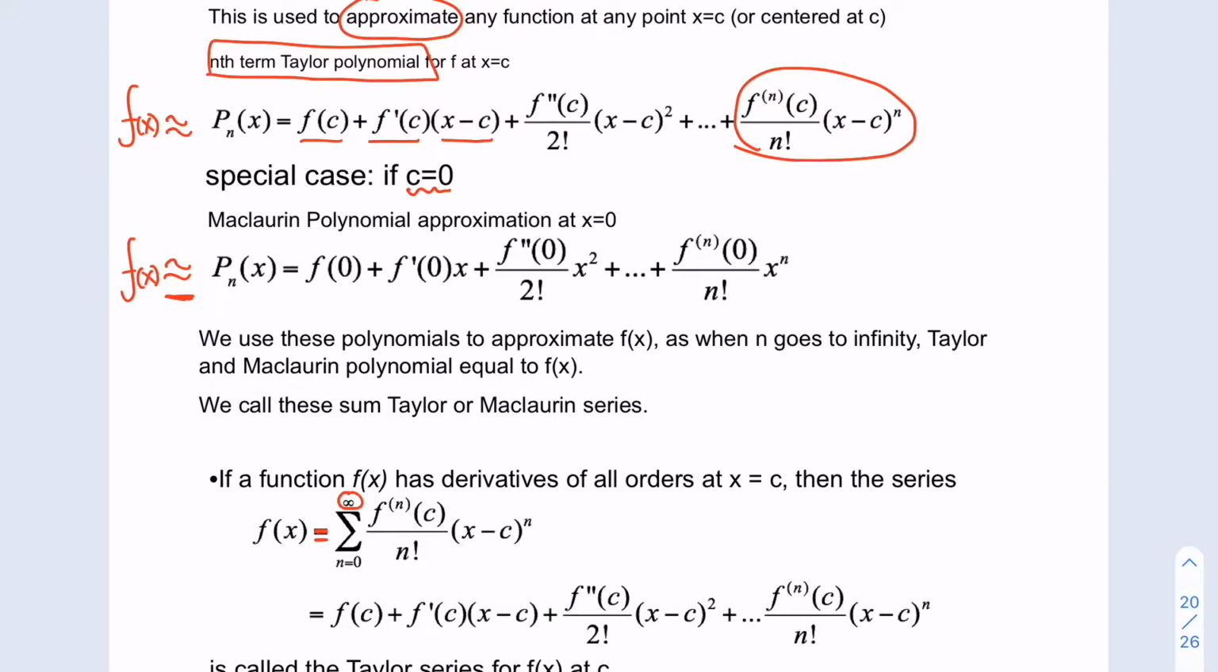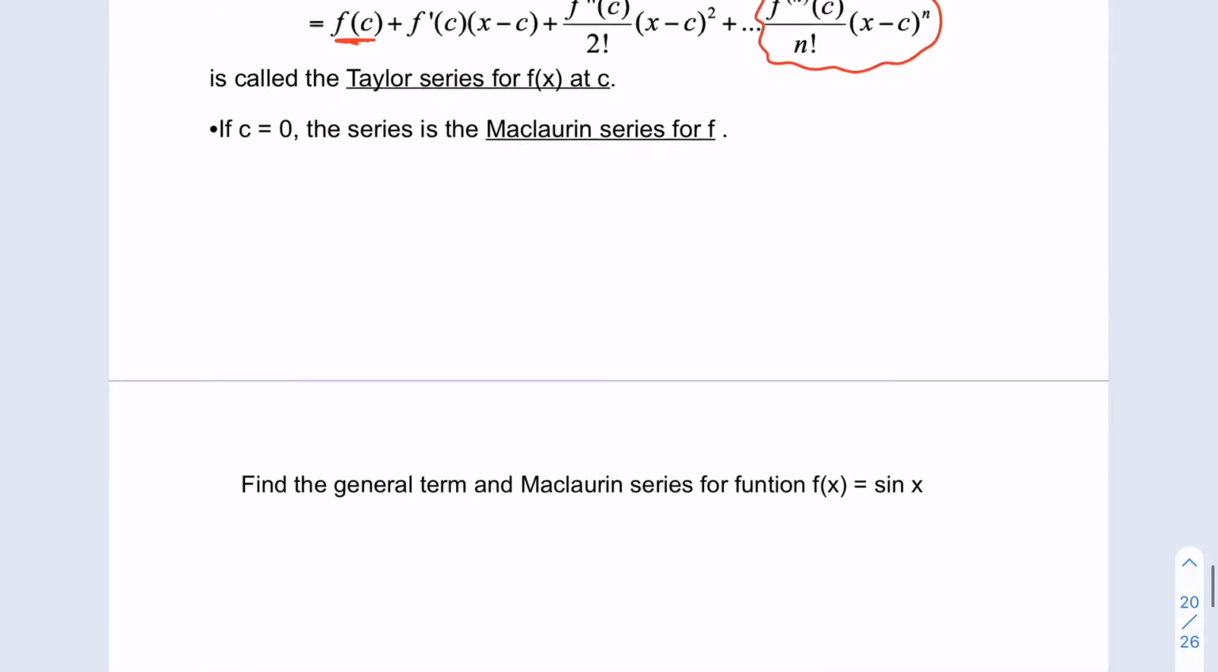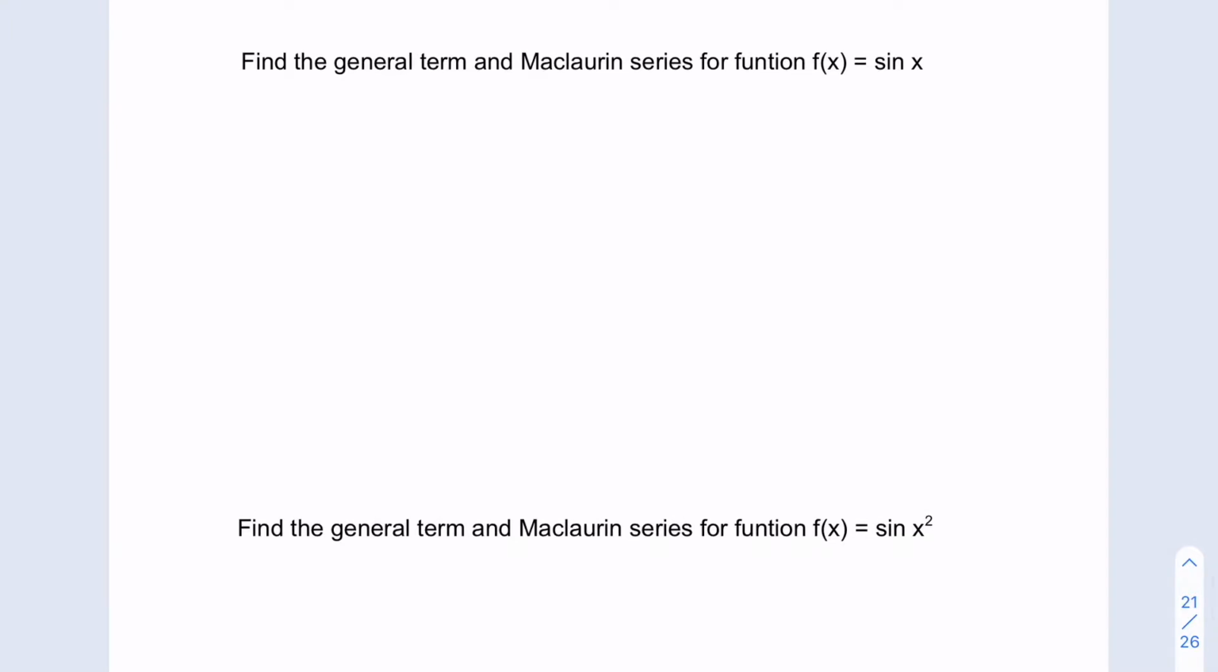So f(x) equals the Taylor series centered at c, given by the same series, and this term, the nth term, we call the general term. And the series, when c equals 0, we call it the Maclaurin series. Let's have a look at some examples. Find the general term and Maclaurin series for the function f(x) equals sine of x.